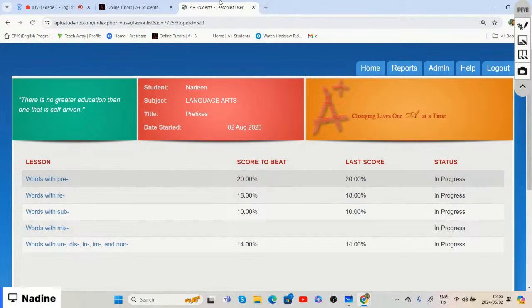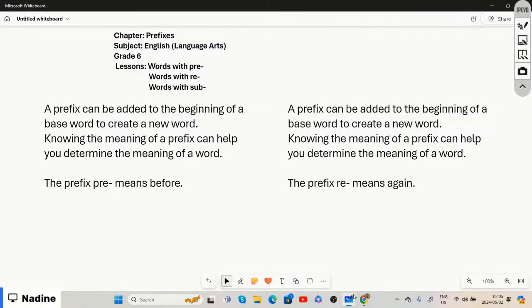All right. So our chapter is prefixes. Our subject is English Language Arts, grade 6. And the lessons that we are going to be focusing on under the chapter of prefixes are words with pre, words with re, and words with sub.